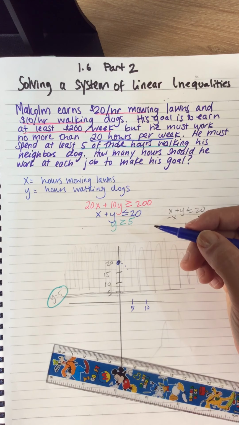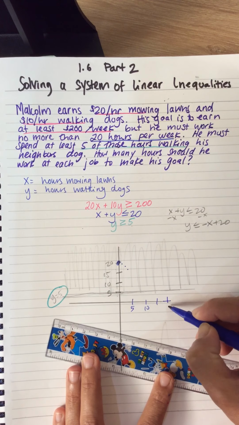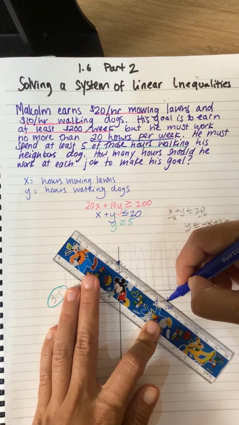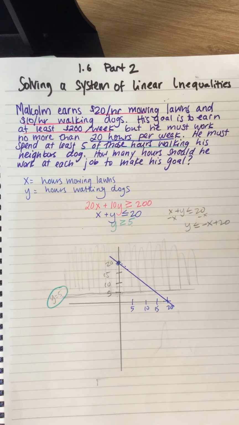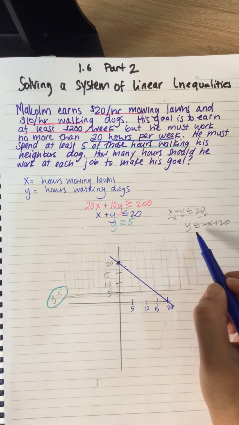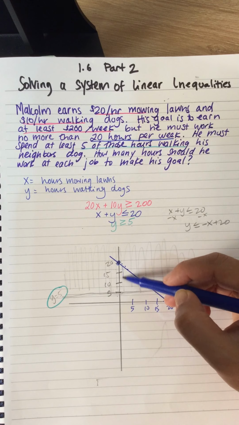So I'm just going to estimate here if it's going to be something like this, right? And this is just a sketch. I'm going to show you in a calculator in a second. So y has to be less than or equal to that. So we are talking about this area.